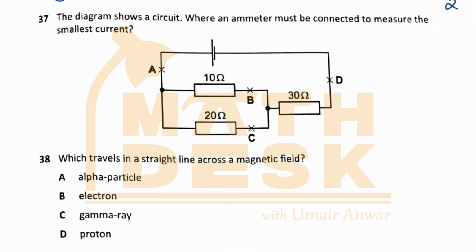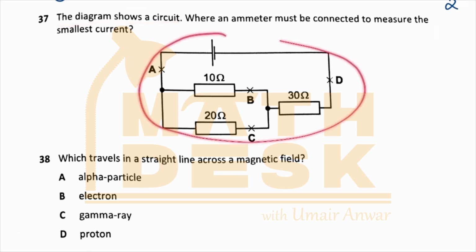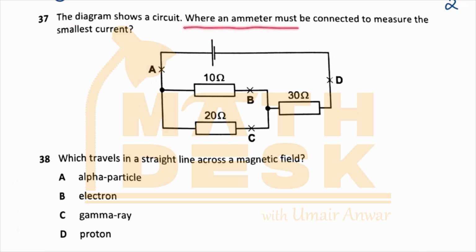The next question says the diagram shows a circuit. So we have a circuit over here where an ammeter must be connected to measure the smallest current. So we are given 4 points. If we connect an ammeter here, it would give the total current flowing through the circuit. If we connect in this branch, then the current flowing through 10 ohm resistor would be measured. If we connect across this point, then the current flowing through 20 ohm resistor would be measured.